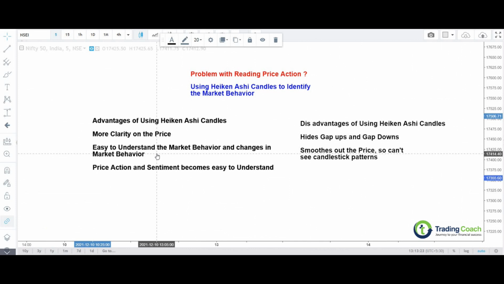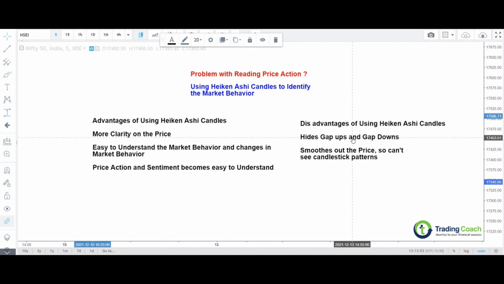So whenever the market is bullish, or whenever the market is bearish, or whenever the market condition changes from bullish to bearish, you'll be able to comprehend all these changes just by looking at the price action. And of course, price action and sentiment become even easier to understand. When you're using Heikin Ashi candles, you can easily understand the price action as well as the market sentiment.